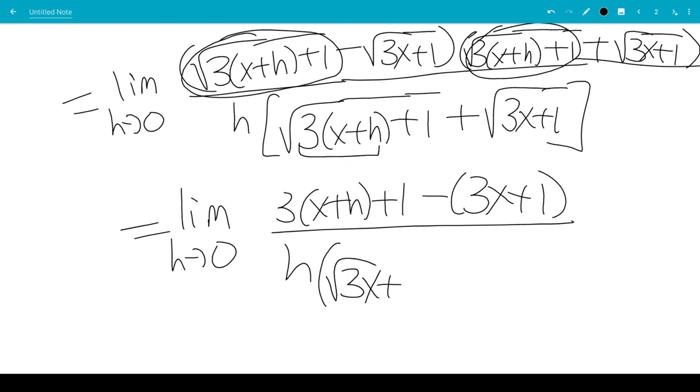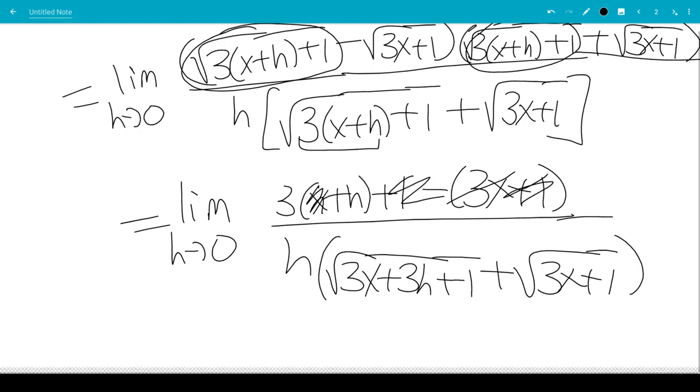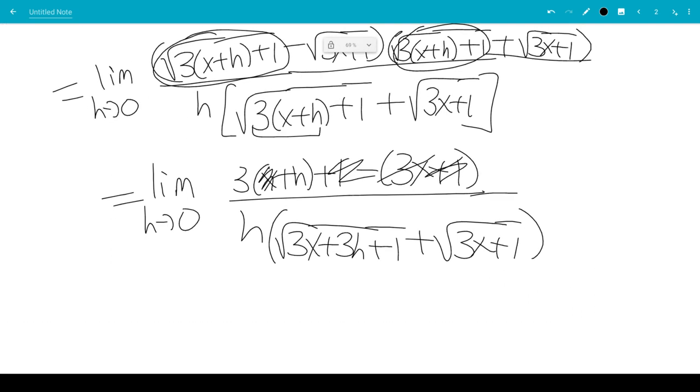So this will be 3x plus 3h plus 1 plus the square root of 3x plus 1. And so this 3x and this 3x right here will cancel. 1 minus 1 will also cancel. So this will be 3h all over h. So this h and this h will cancel. So you're just left with 3.